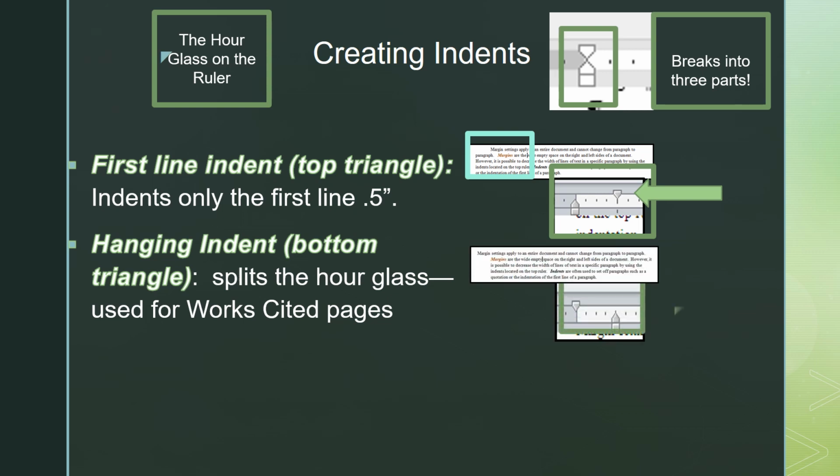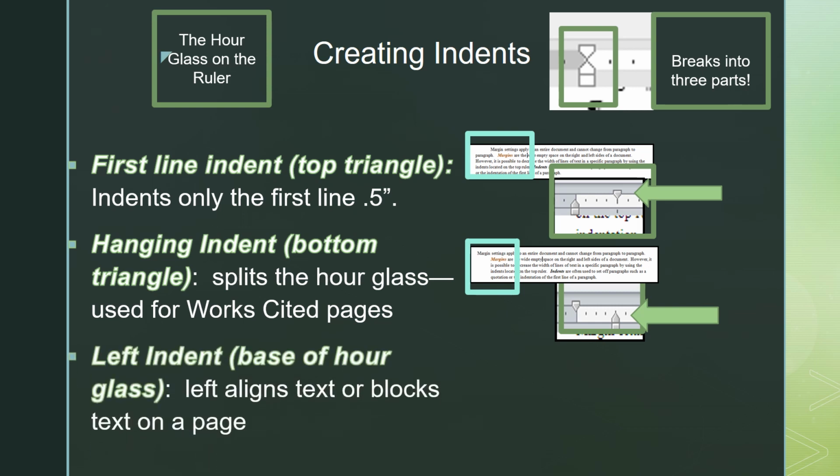If you look at the example, you are going to see that I moved the bottom part of the triangle to 0.5 on the ruler. This way I split out the hourglass. If you look at the example above it, you're going to see that all of the lines were indented 0.5 except for the first line.